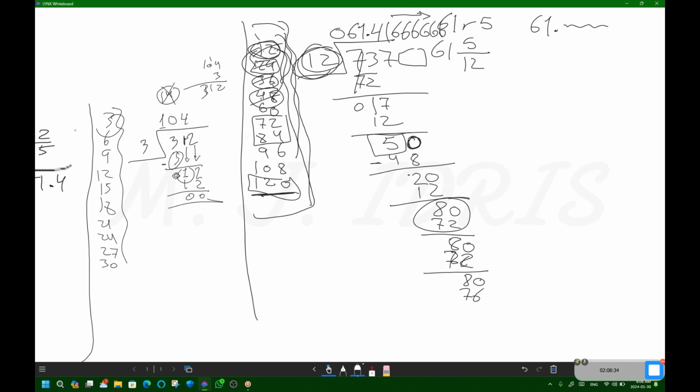So the answer will be 61.41666666. I only need 3 decimal numbers maximum, so 61.41 and this 6 here, I'm going to round it up to make it 7 because the number after it is 5 or more.